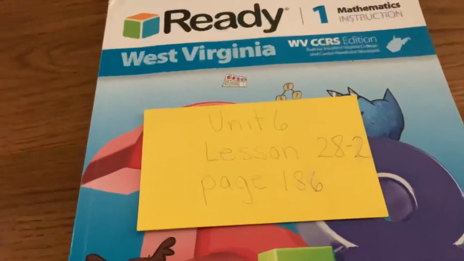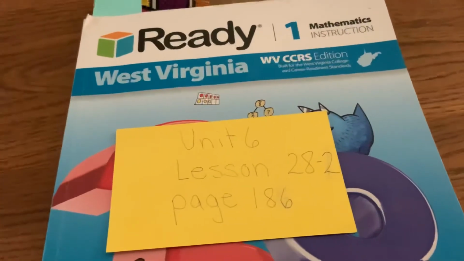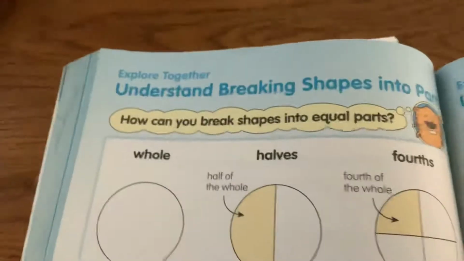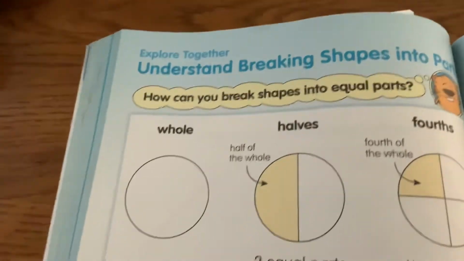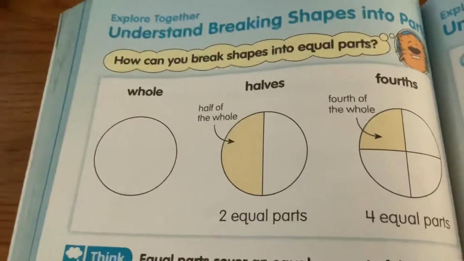Okay, this is the second part of our Unit 6, Lesson 28, and it's on page 186 of your book with the numbers on it. And it looks like this, page 186. Understanding breaking shapes into parts. Again, we're talking about fractions now. So how can you break shapes into equal parts?